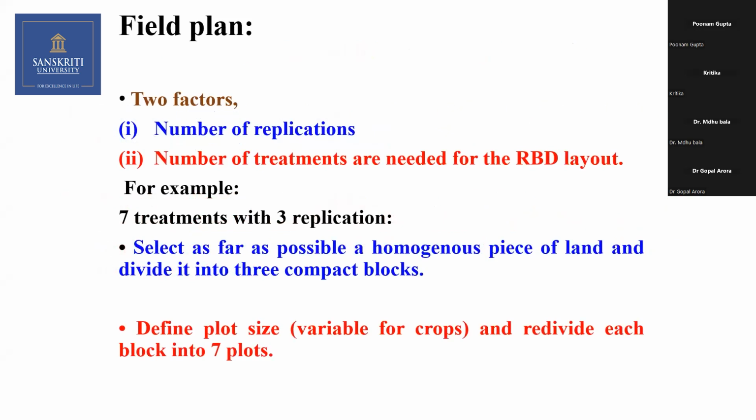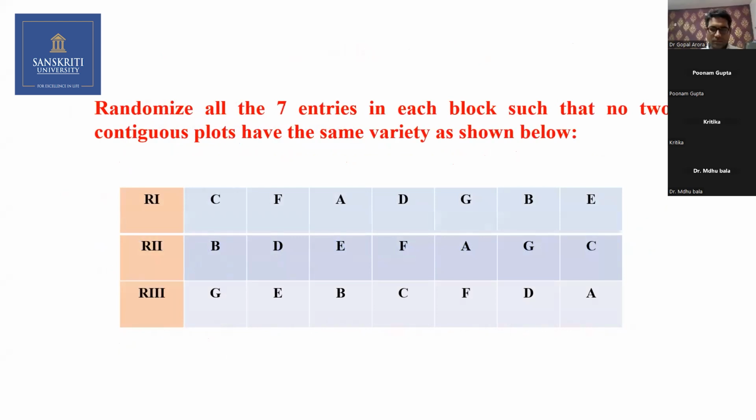And in the field, you can have a number of replications and a number of treatments. To give you an example, 7 treatments have been replicated 3 times. So the total plots we require is 21, but in one block, 7 plots are sufficient. You can just see R1, R2, R3. This is one block. R1 is one block, R2 is another block, R3 is a third block. It need not have the same fertility gradient. You allot the treatments in the R1 block separately, R2 separately, and R3 separately.